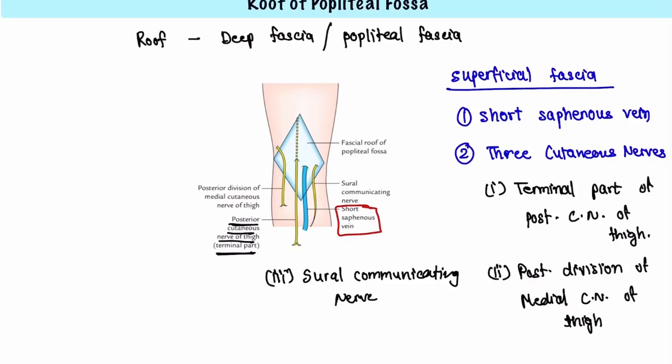Let's revise. Roof is made up of deep fascia and popliteal fascia, and there is superficial fascia which contains short saphenous vein. This is short saphenous vein, and 3 cutaneous nerves. So which are these 3 cutaneous nerves? First is terminal part of posterior cutaneous nerve of thigh. Then there is posterior division of medial cutaneous nerve of thigh, and third is sural communicating nerve.